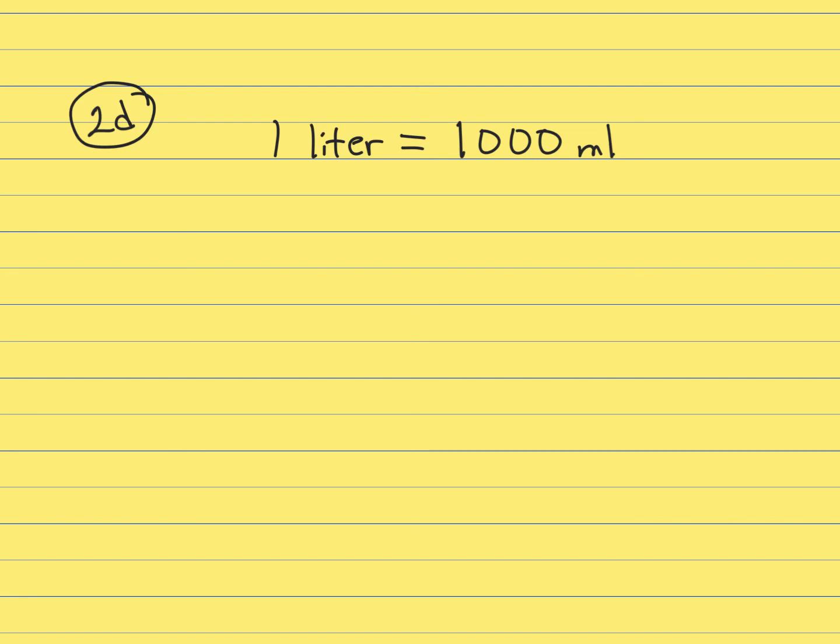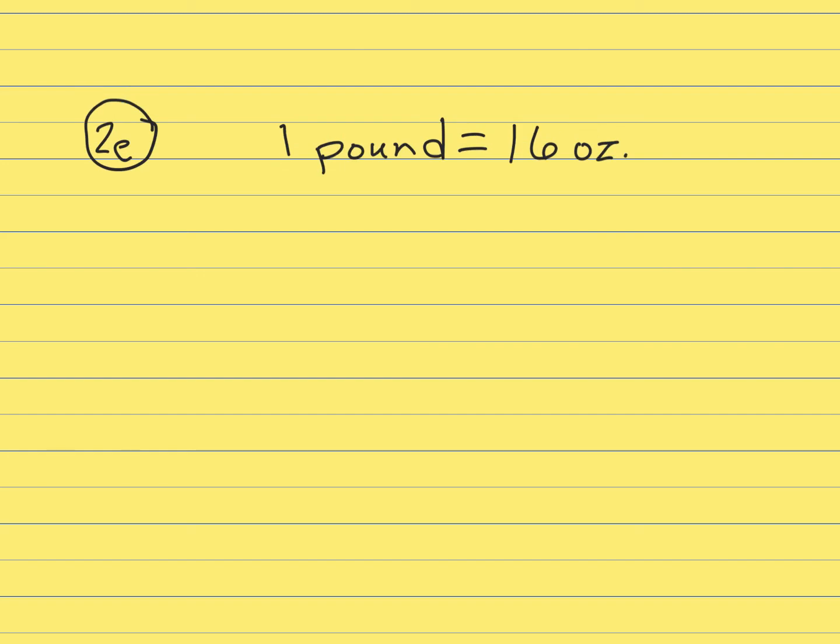Okay, on 2D, you're going to be changing liters to milliliters. So you need to remember that 1 liter is equal to 1,000 milliliters. So it's 0.1 liters, that would be times 1,000 to convert that to milliliters. Okay, in 2E, you're converting pounds to ounces. So remember, it would be times 16 because there's 16 ounces in 1 pound. So it would be 9.8 times 16 to convert pounds to ounces.